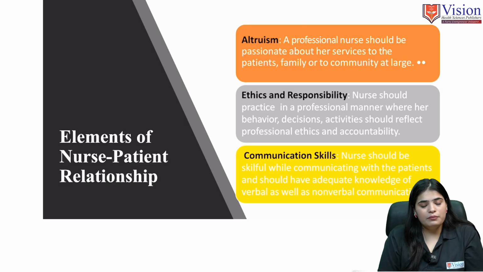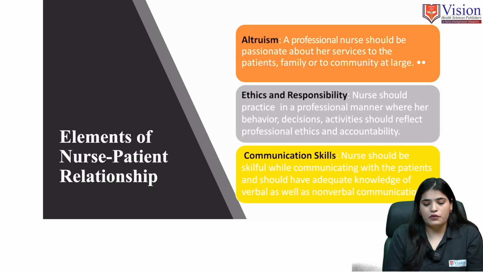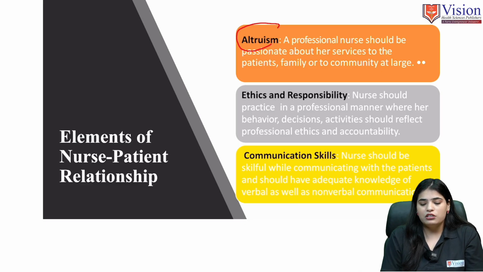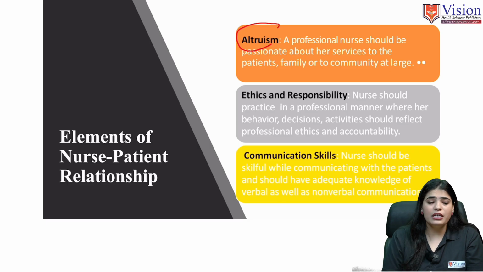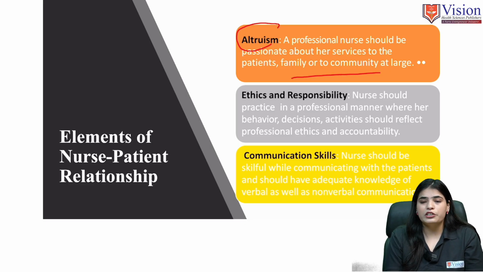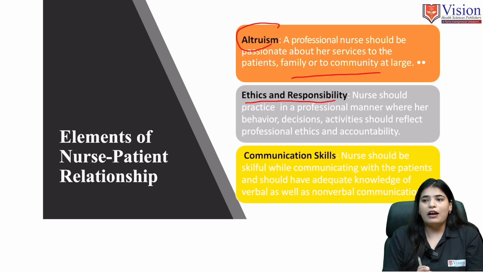So what are the elements of a nurse-patient relationship? The first one is altruism. A professional nurse should be passionate about her services to the patient, to the family, to the community, and she has to work for the greater good of the patient. Ethics and responsibility. While the nurse is communicating with the patient, she has to follow all the ethical principles. She should follow proper manners and behaviors, and her activity should reflect ethics and accountability.